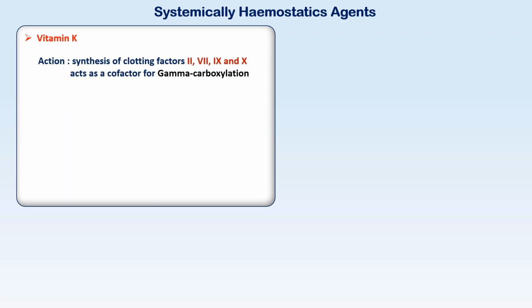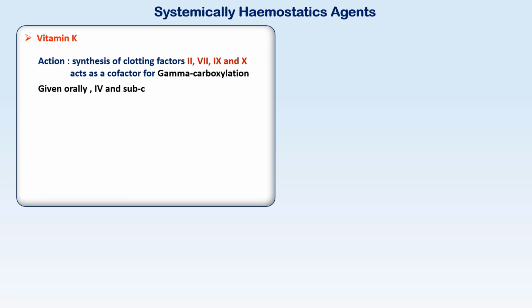Now coming to the systemically acting agents, first let us discuss about the vitamin K. This vitamin K is a cofactor and it is required for the synthesis of clotting factors 2, 7, 9 and 10. And it is also required for the gamma carboxylation of the glutamic acid residues of the osteocalcin, which is needed for the bone development. Vitamin K is administered orally, IV and subcutaneous.